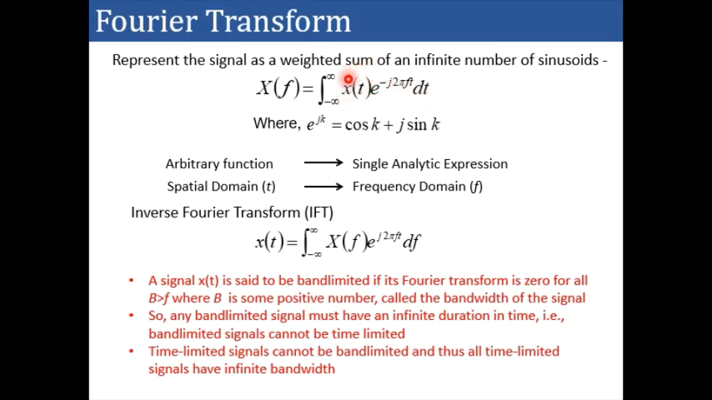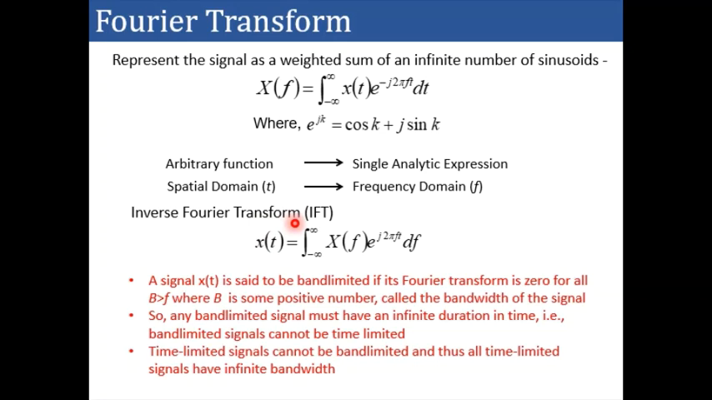x(t) is the signal, where e to the power j k, if we write it in this form, is nothing but cos k plus j sin k, called the Euler representation. What does the Fourier transform do? It transforms an arbitrary function into a single analytic expression. The time domain t is converted into the frequency domain.